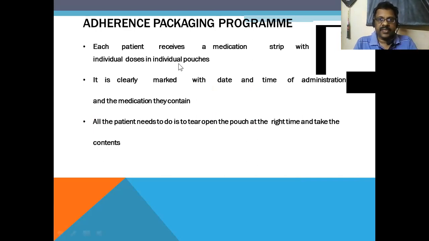Each patient receives a medication strip with individual doses in individual pouches. It is clearly marked with the date and time of administration and the medication it contains. So all the patients need to do is tear open the pouch at the time and take the contents. The pouch cannot be resealed again, so it is use and throw. That indicates it is opened and used.